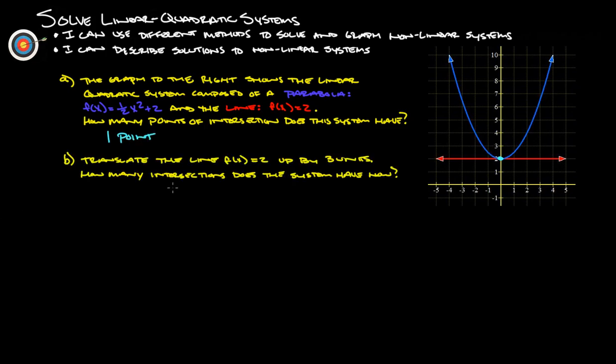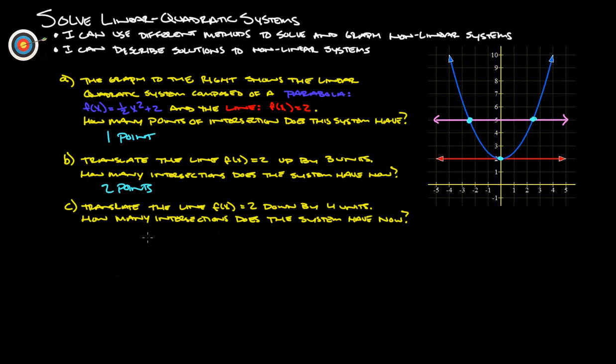Okay, now if we translate the red line f of x equals 2 up by 3 units, then how many intersections does the line system have now? So here it is, up 1, 2, 3 units. Now, hopefully you can tell that we've got 2 points of intersection, right? Right there and right there. So that would be 2 points.